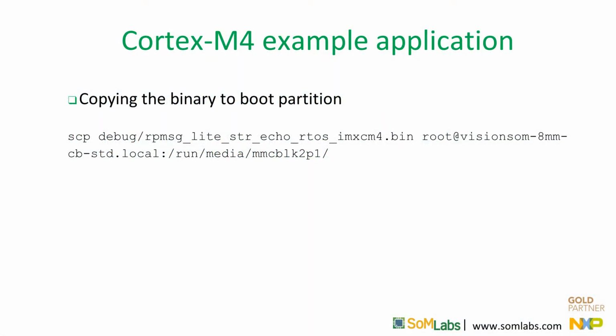After booting Linux, it is mounted in the run/media/mmcblk2p1 directory. There is also the kernel file and compiled device tree located. The binary file for M4 can be copied directly from the virtual machine using the scp command shown, if we connect the Vision SOM board to the local network. When the binary file is already in the device memory, we can run it on the Cortex-M4 core.